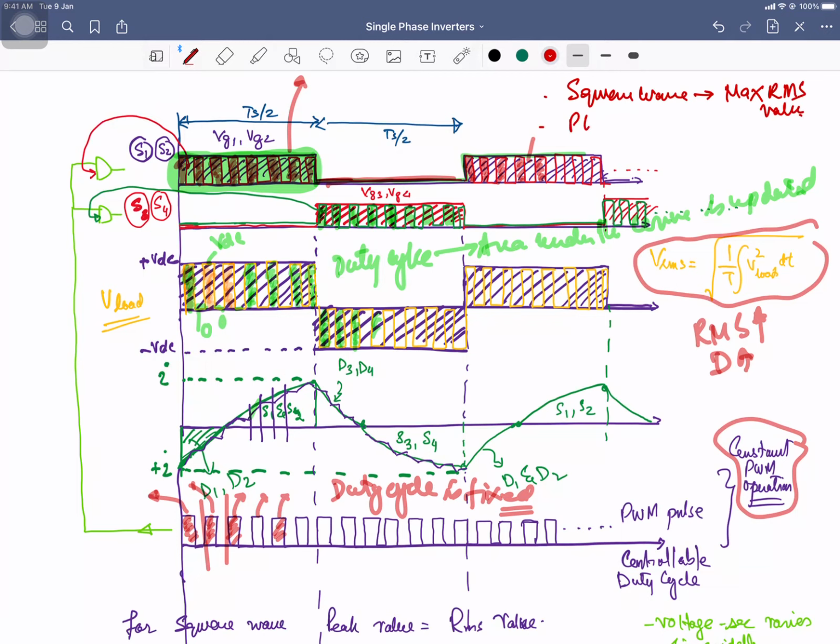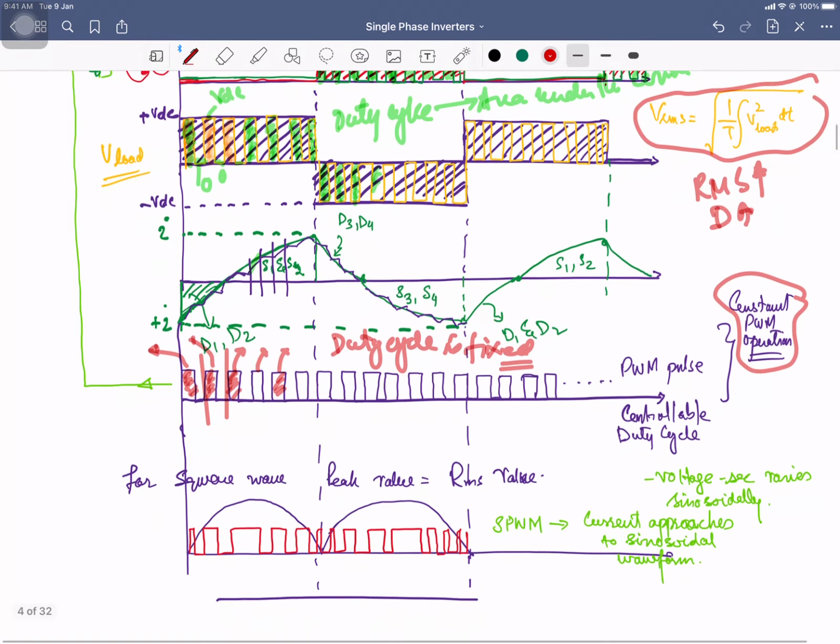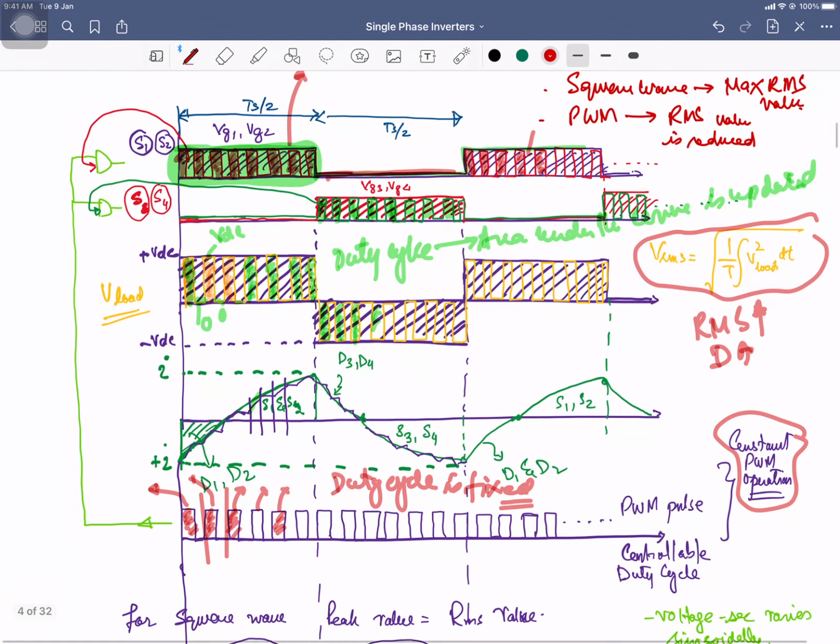Once you introduce PWM, the RMS value is reduced. Why? Because the area under the curve is reduced. The maximum area is there with the square waveform. So with the help of the PWM operation, you can reduce the RMS value at the inverter output. So if this set of pulses, all the pulses are of equal width, same duty cycle, then it's the constant PWM operation.